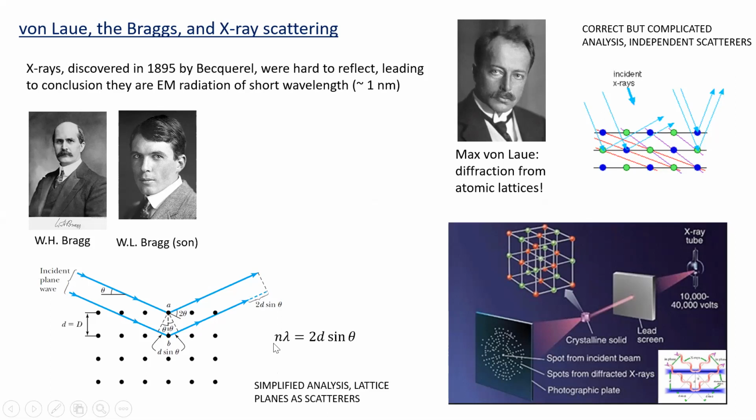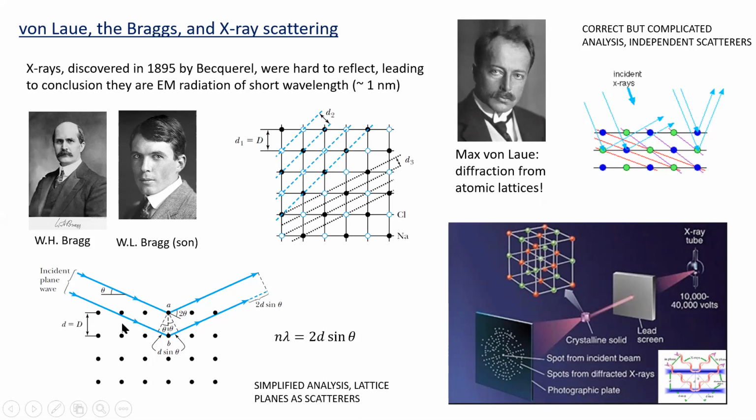And this led to the Bragg diffraction law, n lambda is equal to 2d sine theta, where lambda is the wavelength of the X-ray, theta is the angle, well, 2 theta is the total angle through which the X-rays are being diffracted, and d is the spacing between lattice planes, and n is the order. So there could be several orders of diffraction. As you see in this picture here, there are several orders of diffraction in a given direction.